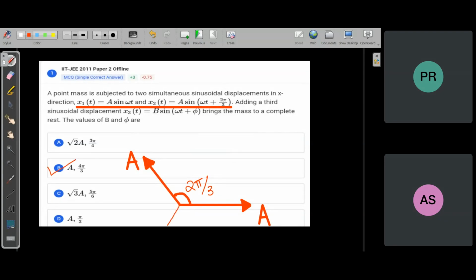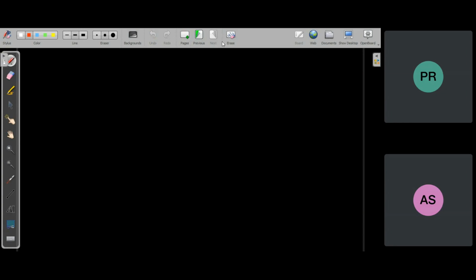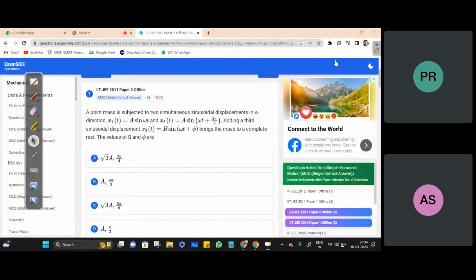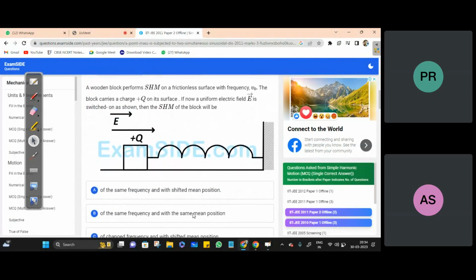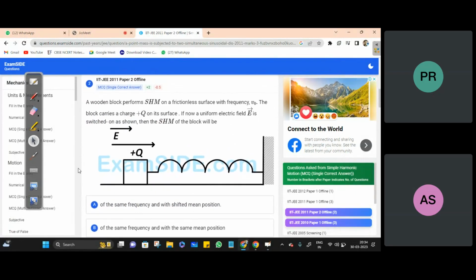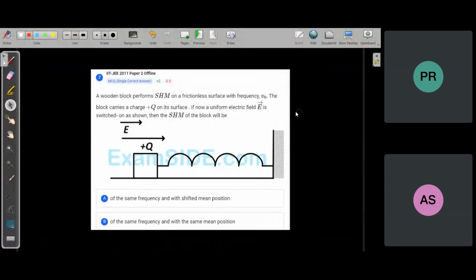So the third vector should be such that it would cancel out, right? You already know that three vectors of equal magnitude, arranged in such a way that the angle between any two adjacent is 120 degrees, then the resultant will be 0. So simply you can apply that concept and you will get the answer. Okay, so you can try this question. This is IIT JEE 2011 paper 2.